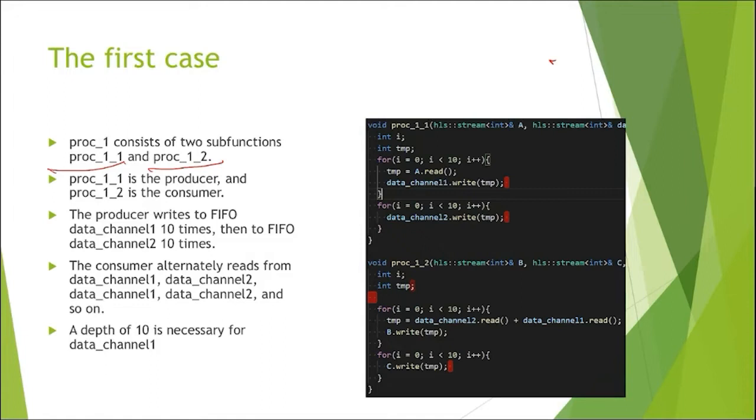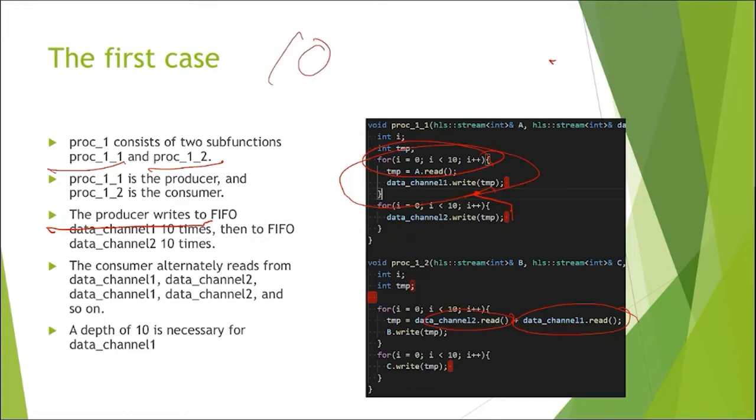proc11 is the producer and proc12 is the consumer. proc11, the producer, writes into a FIFO 10 times, which is right over here. You can see there is a for loop for 10 times. And proc12 is the consumer, which reads data channel 1 and 2, and 1 and 2, alternatively. In this case, we need a FIFO depth of 10. The size has to be 10.